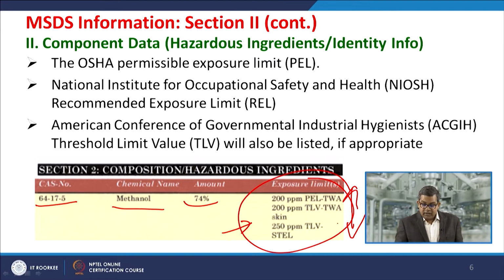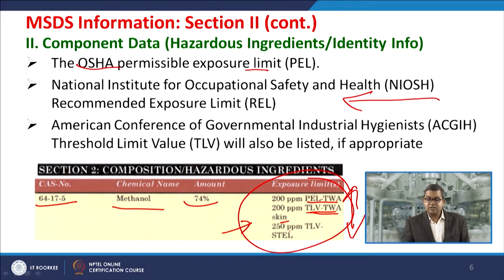And moreover, it should also be mentioned what kind of methodology is being used, like the permissible exposure limit that is attributed to OSHA, like TLV TWA attributed to NIOSH, like 250 ppm TLV STEL, the short term exposure limit, that is for 15 minutes. So 250 ppm, it should not go beyond this one, otherwise your workers will be overexposed and you need to adopt certain control methodology.